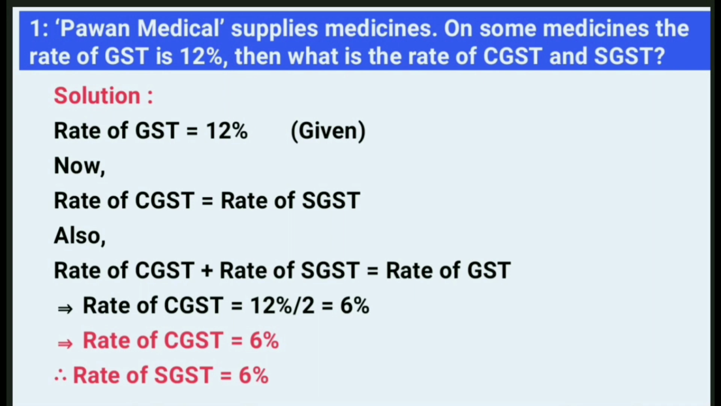Now rate of CGST is equal to rate of SGST. So rate of CGST plus rate of SGST is equal to rate of GST, क्योंकि CGST और SGST जो होता है वो GST के आधा होता है, that is CGST is equal to SGST is equal to half of the GST. So rate of CGST is equal to 12% divided by 2, that is 6%. So answer will be rate of CGST is equal to 6% and rate of SGST is equal to 6%.